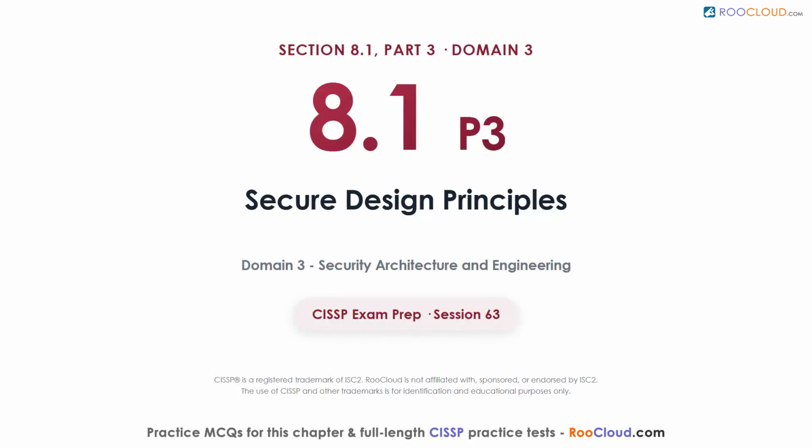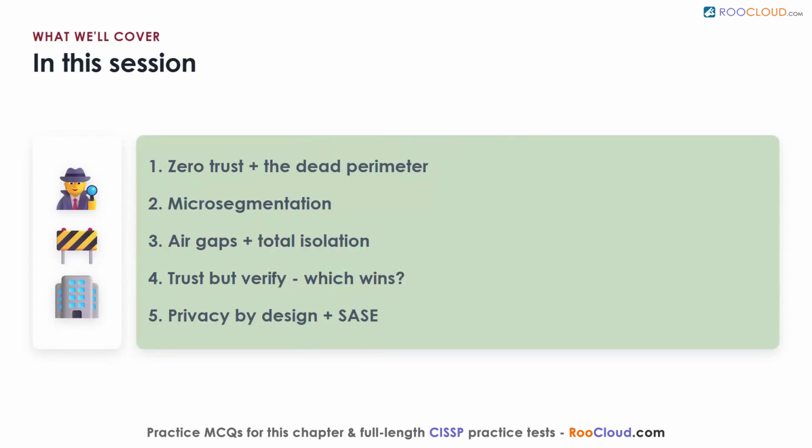Welcome to Section 8.1, Part 3. This is the 63rd session of the CISSP Exam Prep series. This part finishes our set of secure design principles. In this session, we'll rethink where trust lives in a modern network.